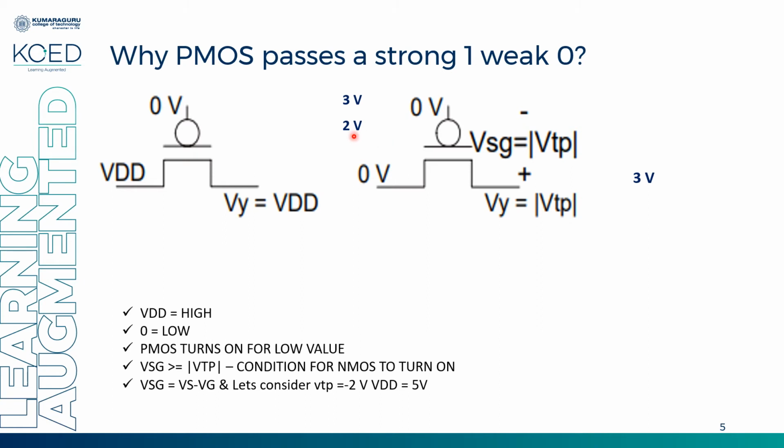Now I am giving a 2 volt. 2 minus 0 will be equal to 2. Threshold is also 2. So VSG greater than or equal to mod of VTP is satisfied. So it still remains in on condition. So my transistor is in closed circuit state. It conducts. Now I am giving a 0 volt.